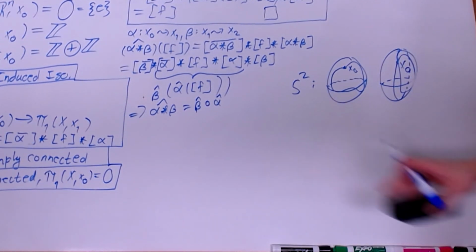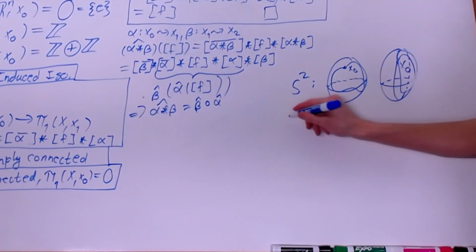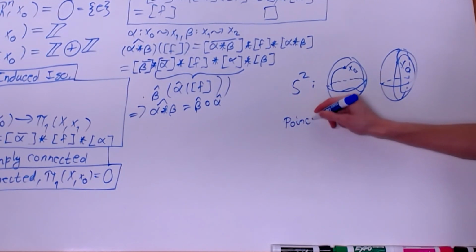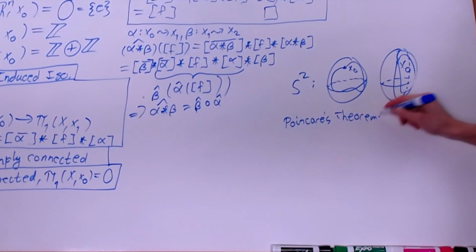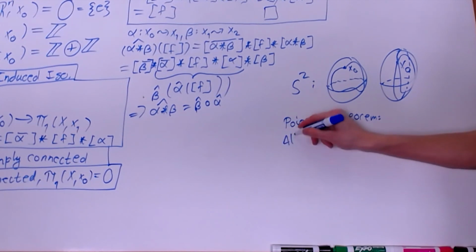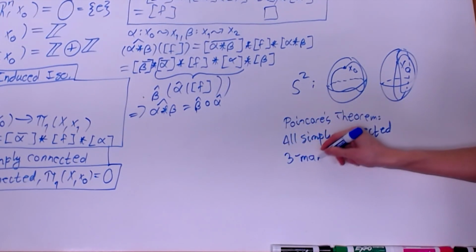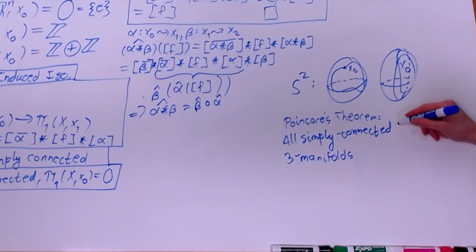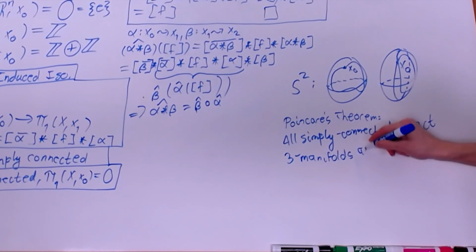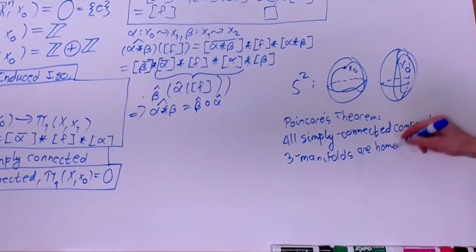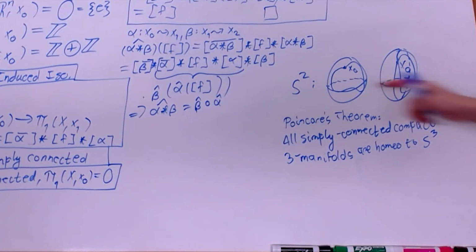And so this concept is important for Poincaré's lemma, or Poincaré's theorem, which basically says all simply connected compact three-dimensional manifolds are homeomorphic to S3. And so it's very important that these spheres are, in fact, simply connected because of something like Poincaré's theorem.